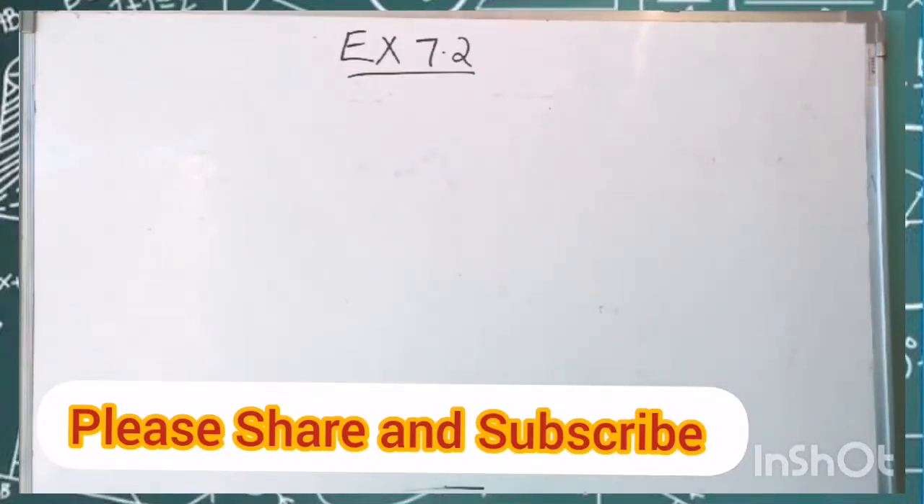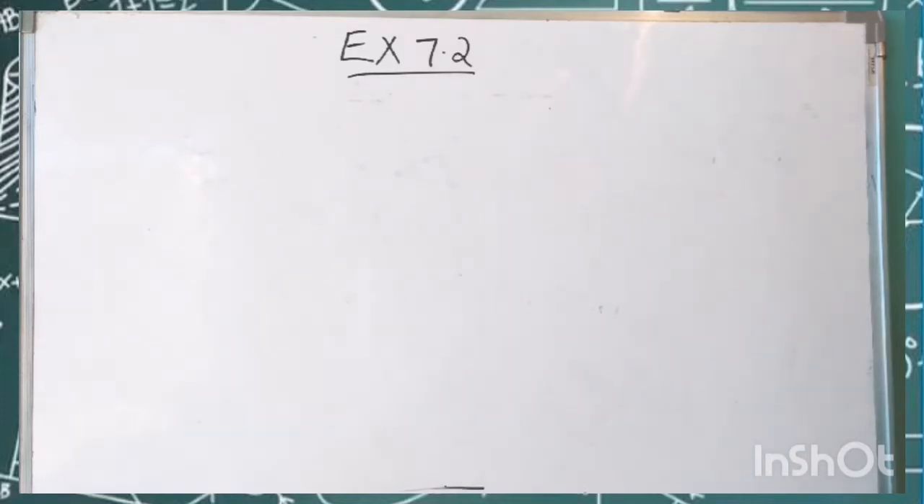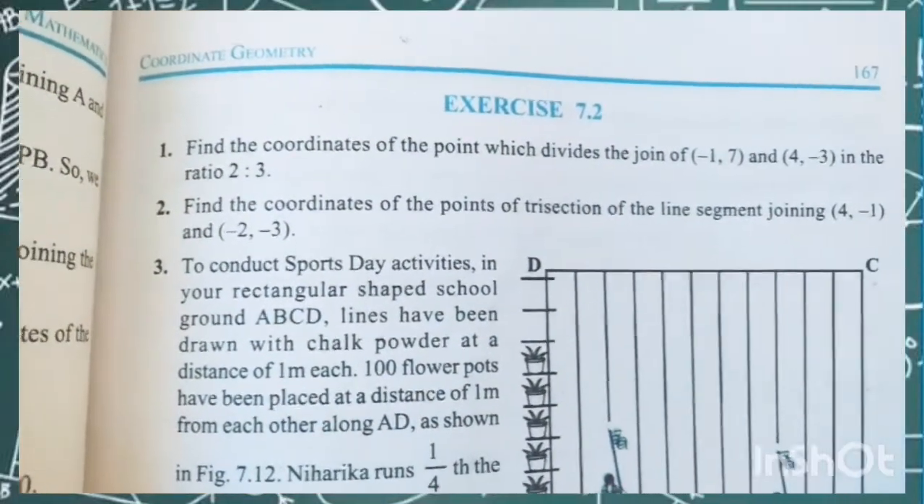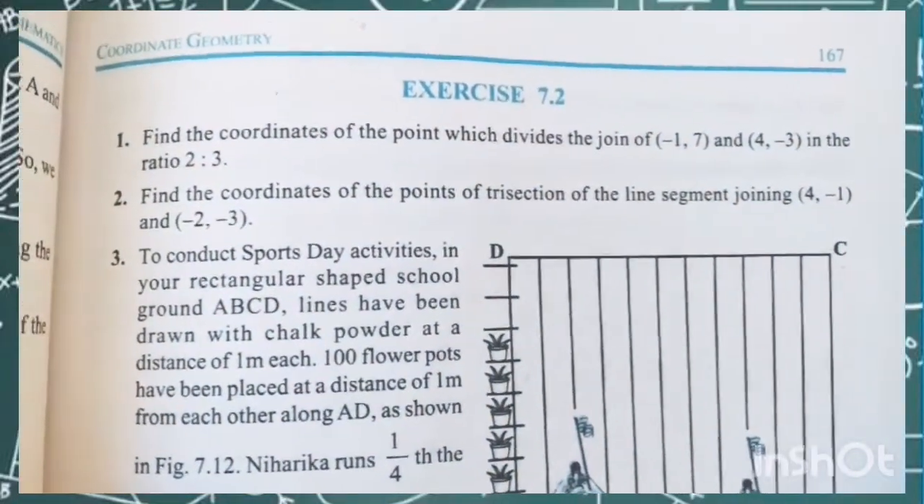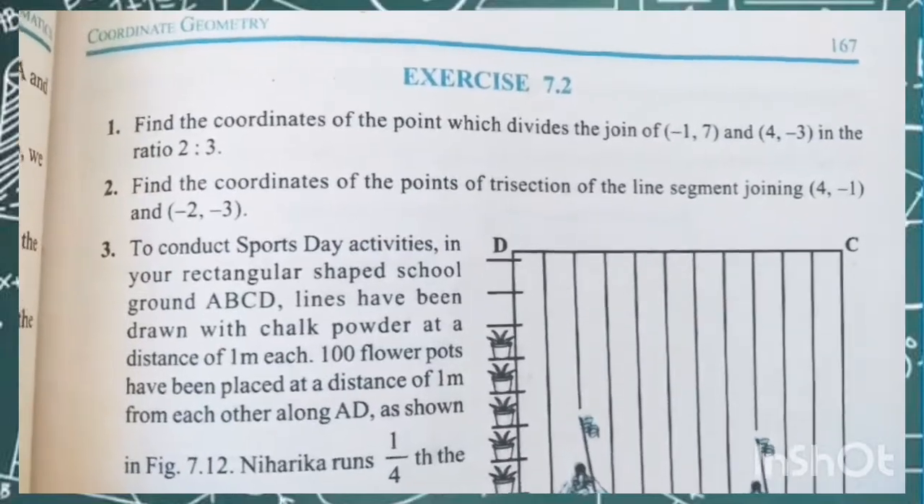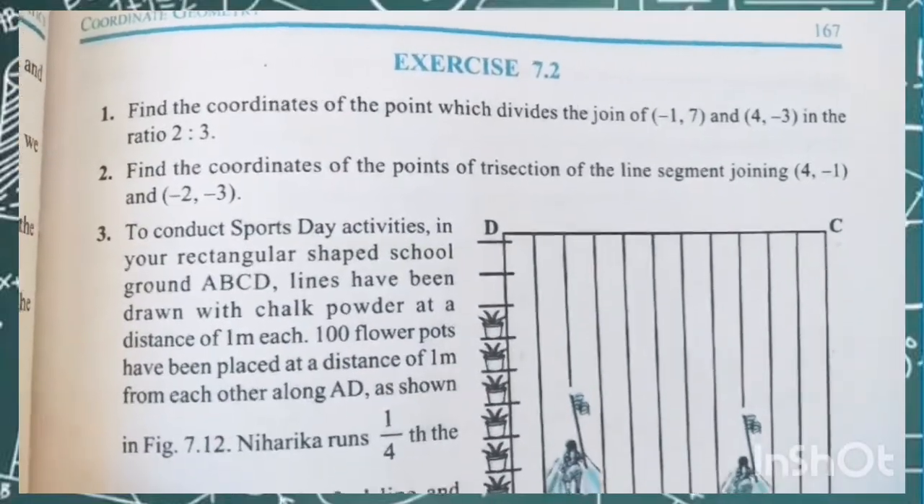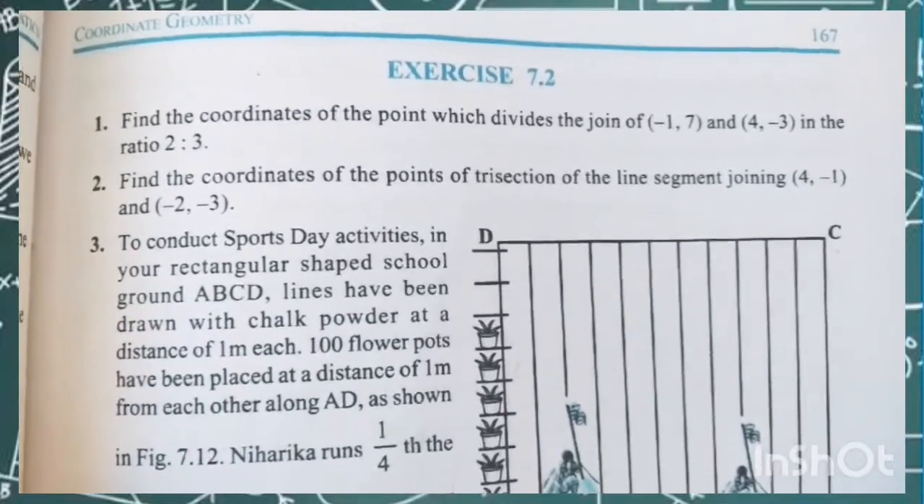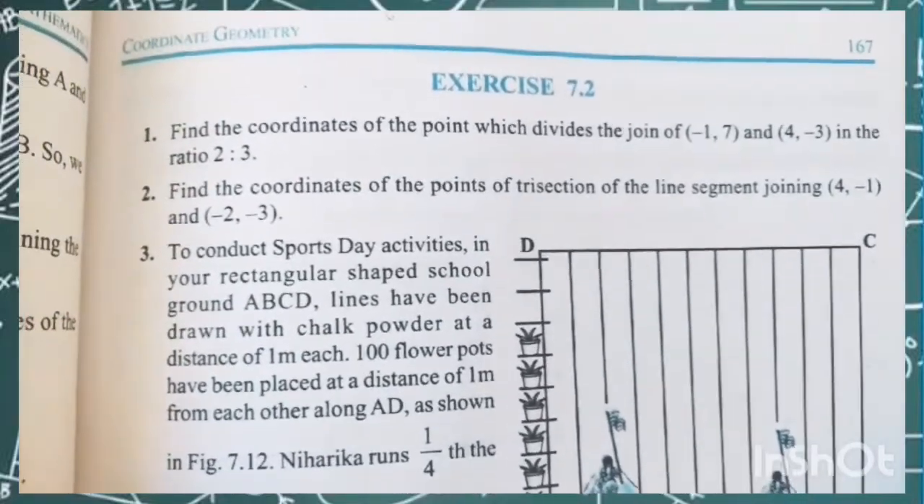Hi dear children, today we are going to do exercise 7.2. First question, find the coordinates of the point which divides the join of the ordered pair minus 1 comma 7 and the ordered pair 4 comma minus 3 in the ratio 2:3.